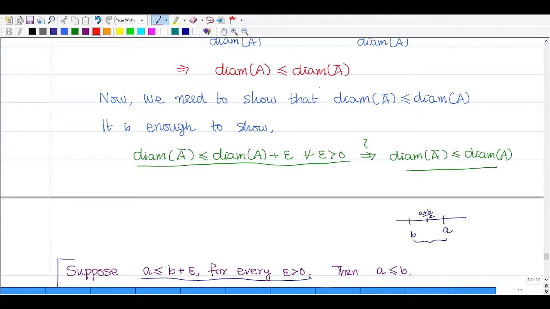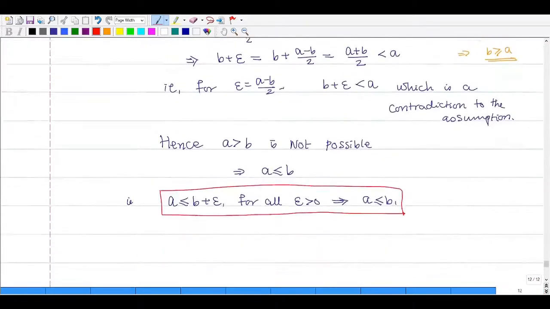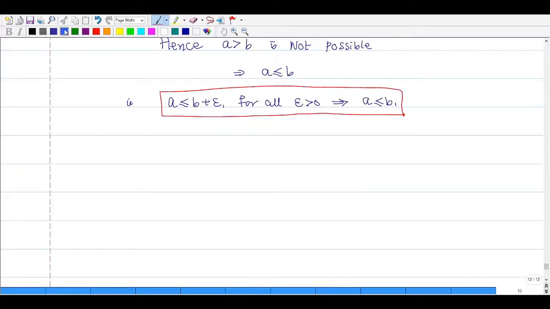Now we need to show that diameter of A closure is less than or equal to diameter of A. Instead of saying that, we are going to show that diameter of A closure is less than or equal to diameter of A plus epsilon. Okay, this is for every epsilon. Okay, so look at the proof. Conversely, let x comma y belong to A closure.